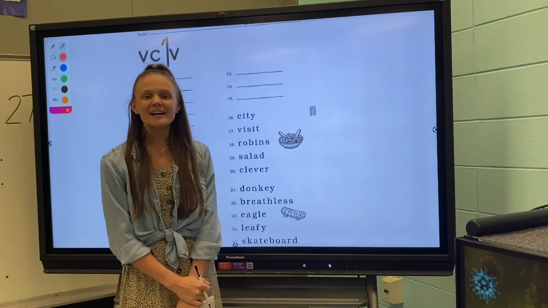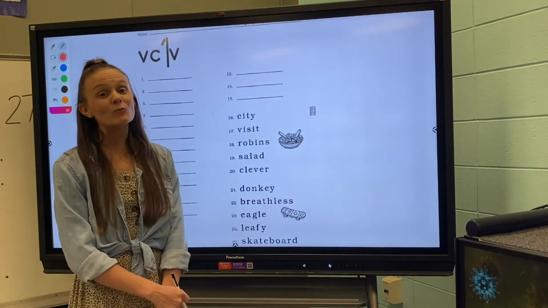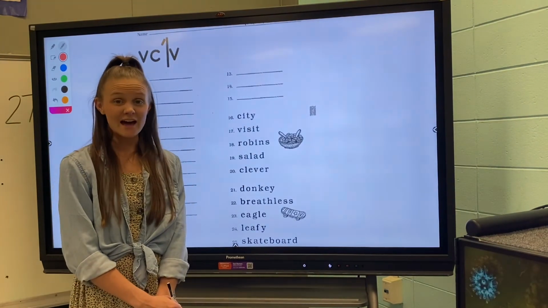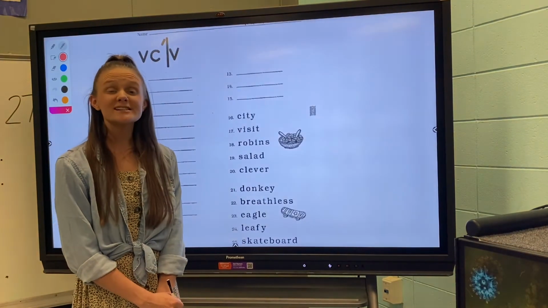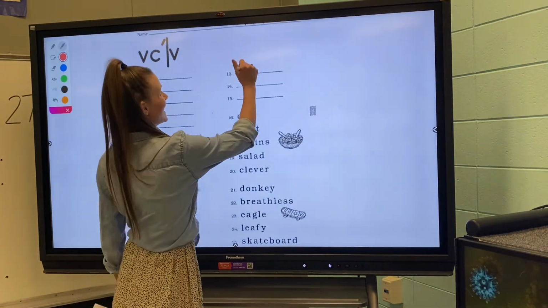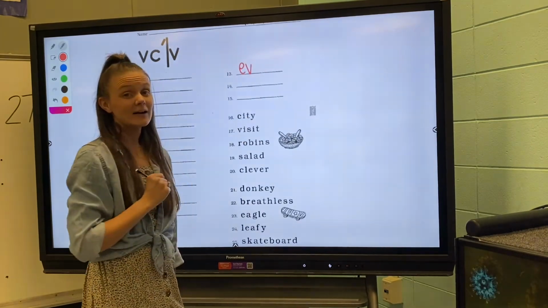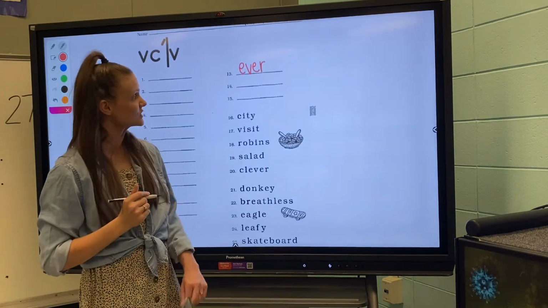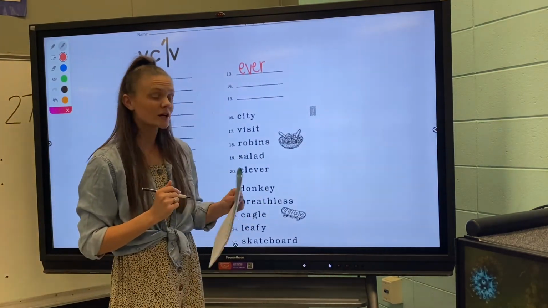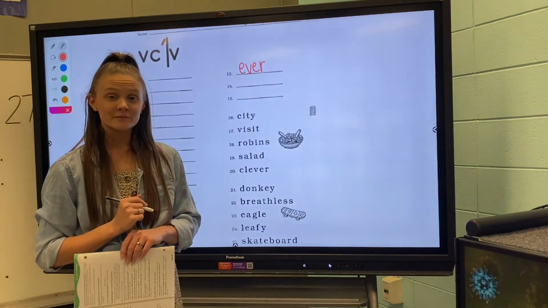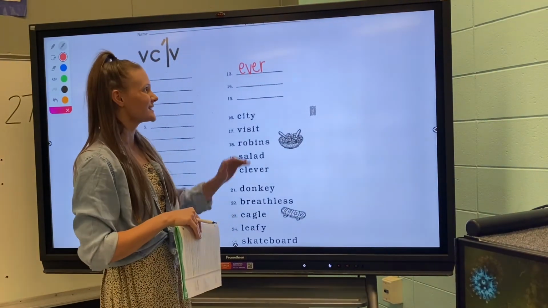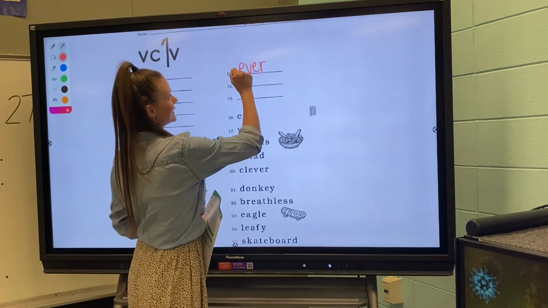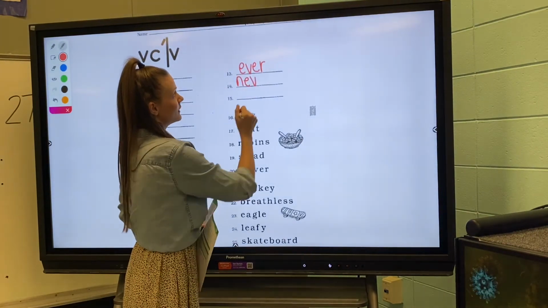Excellent job! So as we look back at our worksheet, we're going to practice spelling some words today. For number 13, we're going to spell the word ever. Ev-er. So I'm going to start by writing ev. Now I'm writing using my E-R bossy combination. For number 14, we're going to spell the word never. Never. This word is just like ever, but it has an N in front. So I'm spelling ev-er.